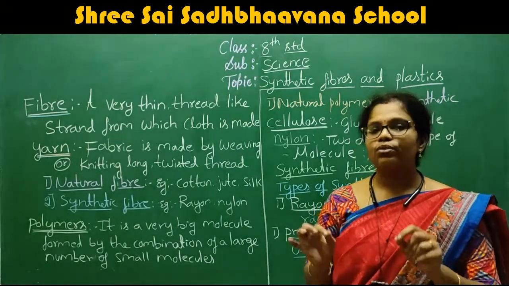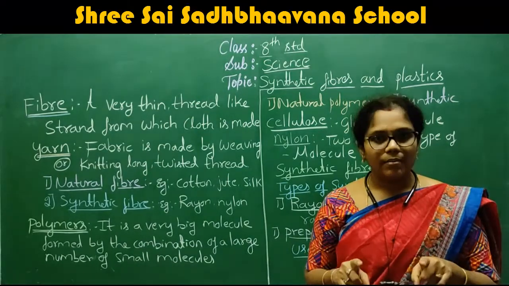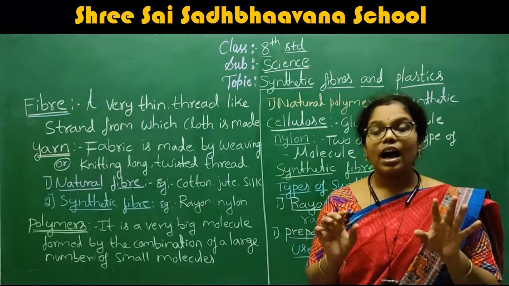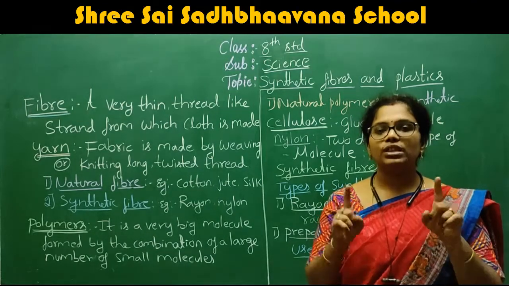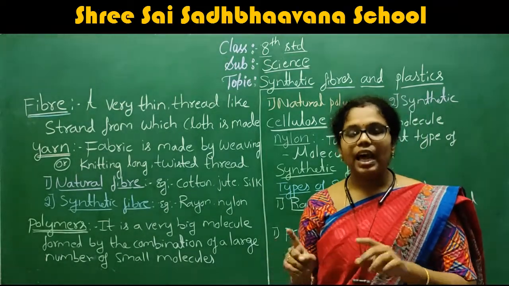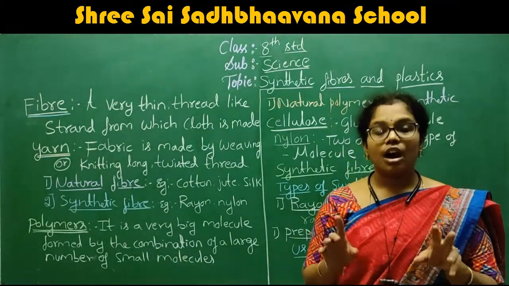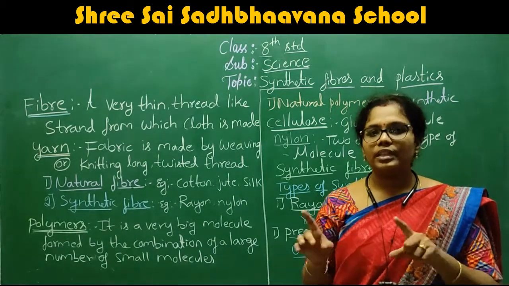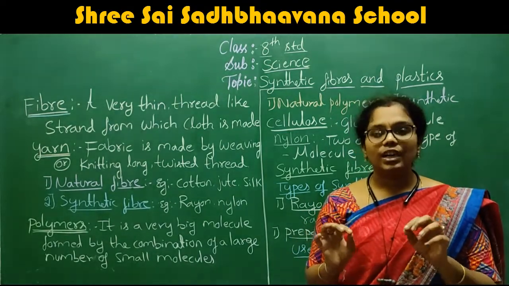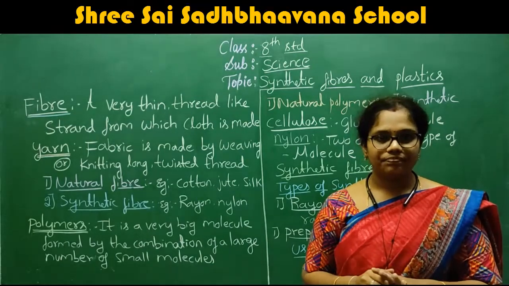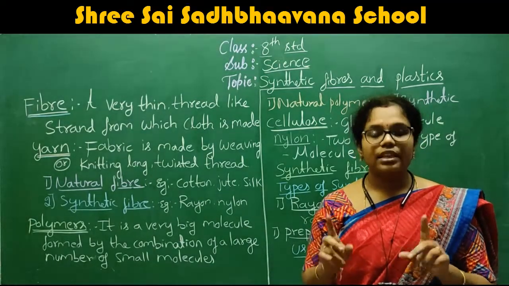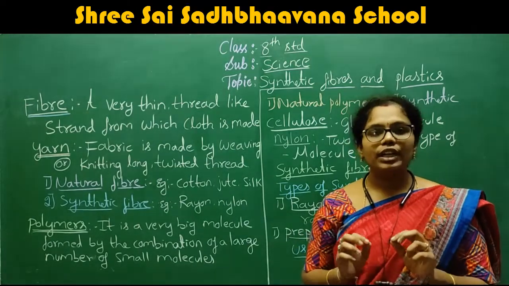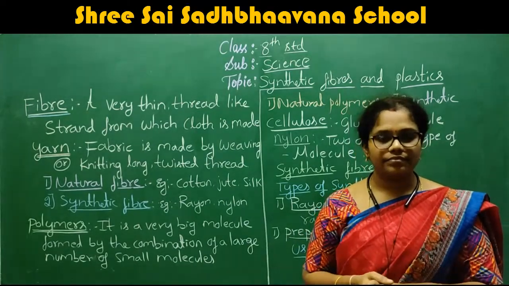First, we are going to dissolve wood pulp in alkaline solution. After dissolving the wood pulp in the alkaline solution, you get a sticky liquid. That sticky liquid we call viscose.